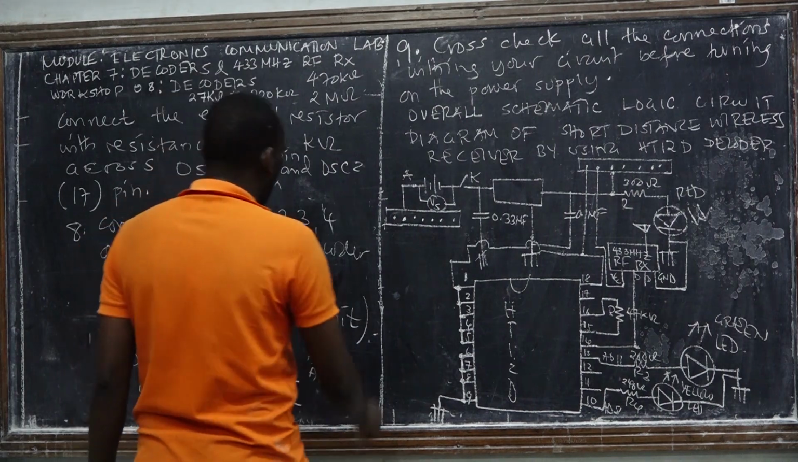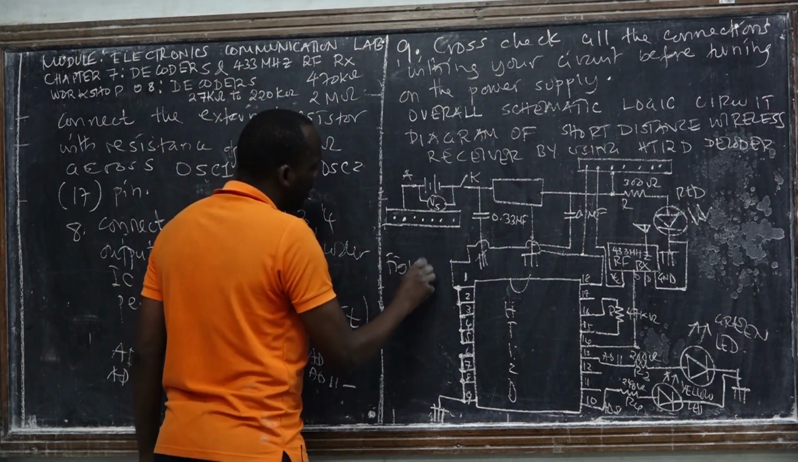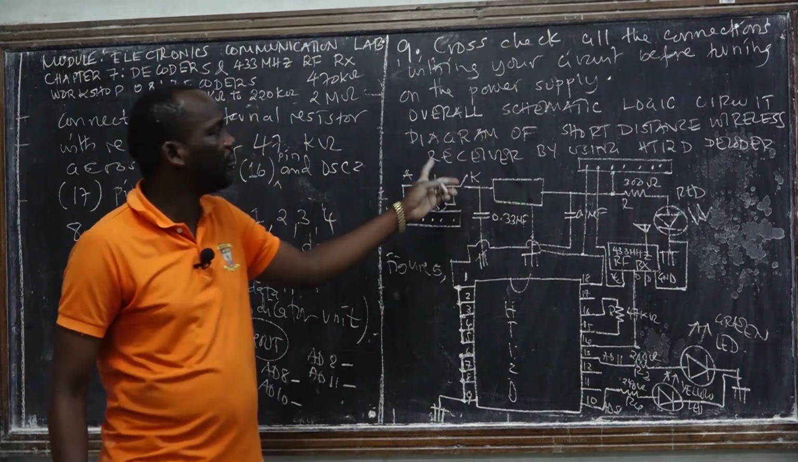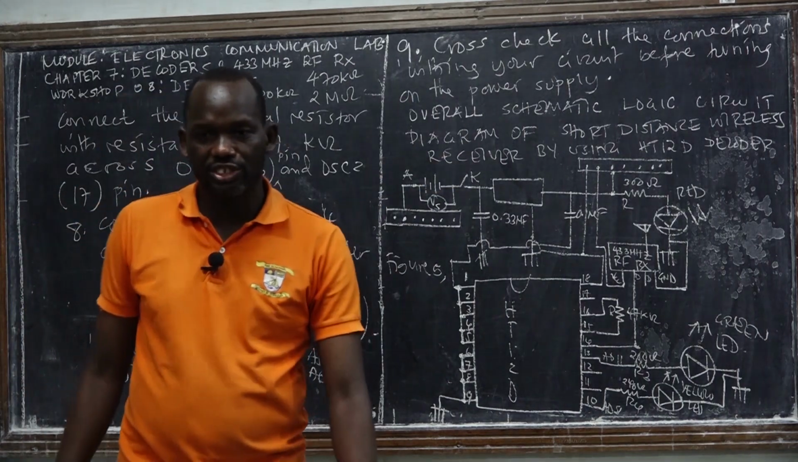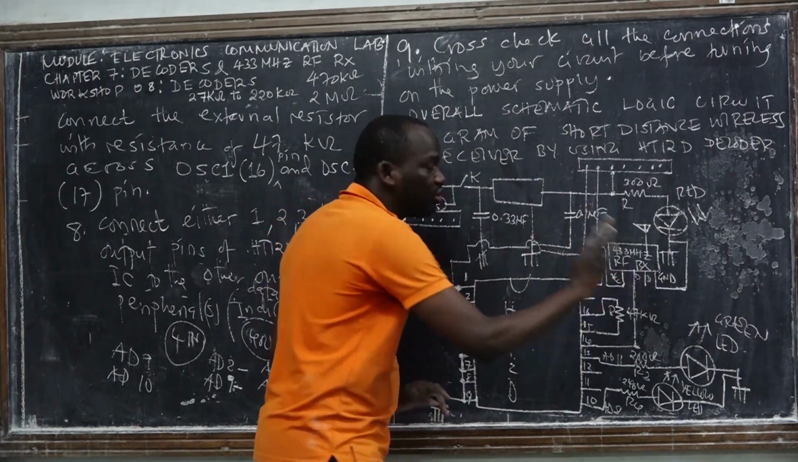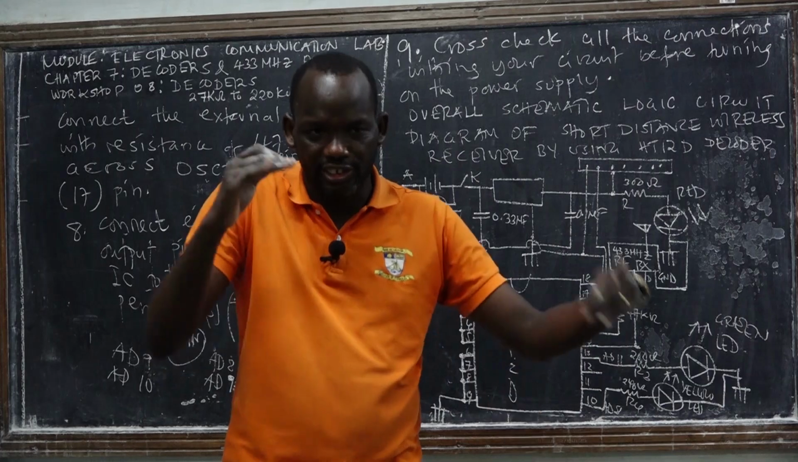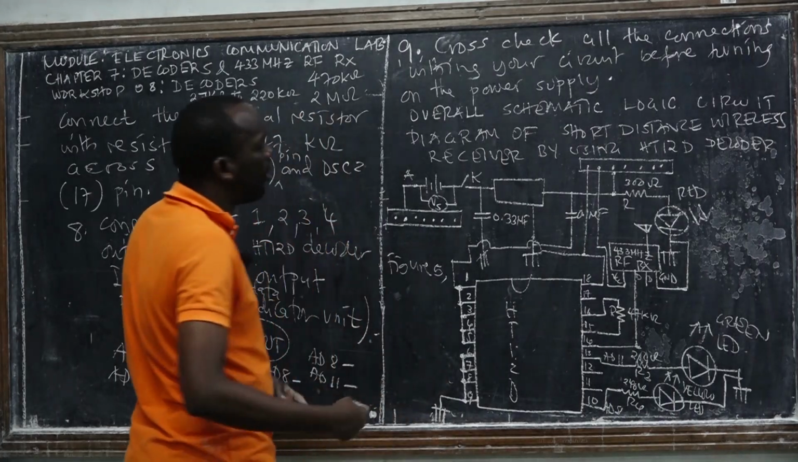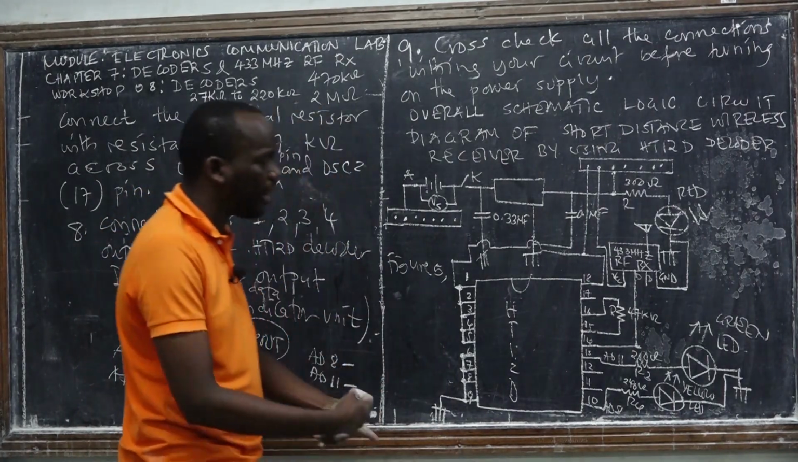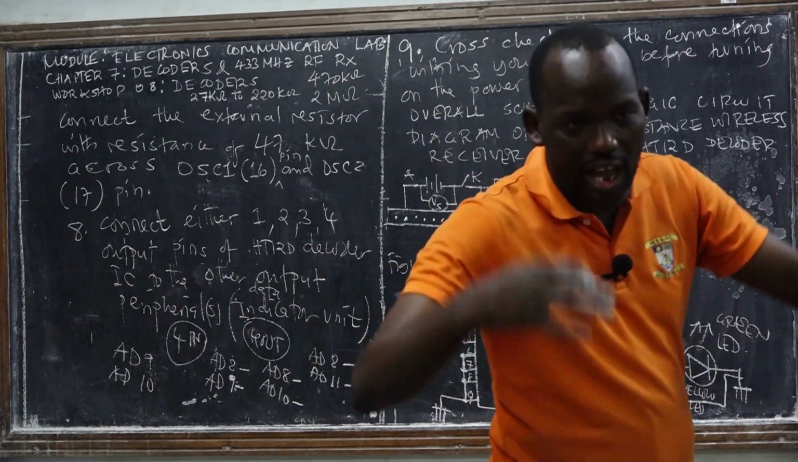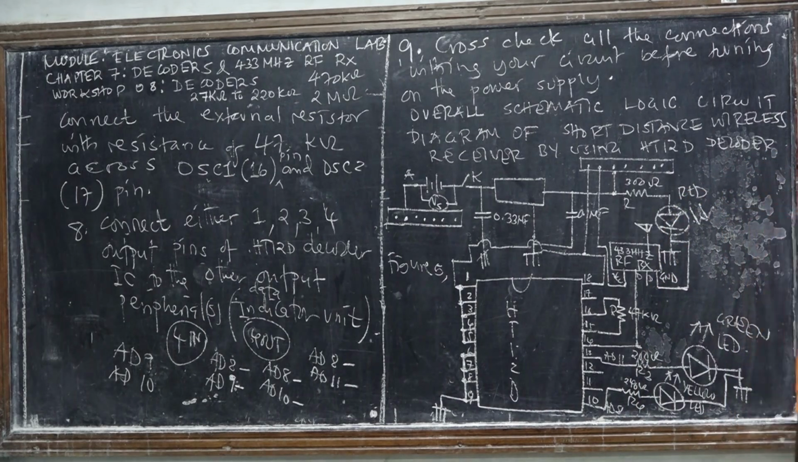So this is the figure for today, figure 5. Then, what is the name of the figure? The overall schematic logic circuit diagrams of short distance wireless. So for the encoder and the decoder, all of this results in the 433 megahertz receiver module. But once we have a 433 megahertz or 315 megahertz receiver module, then we don't call it a decoder unit, we call it a receiver unit. Class, are we together?